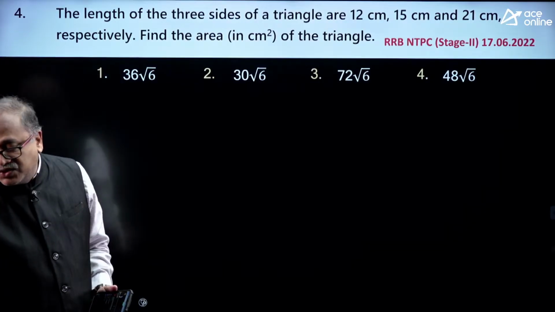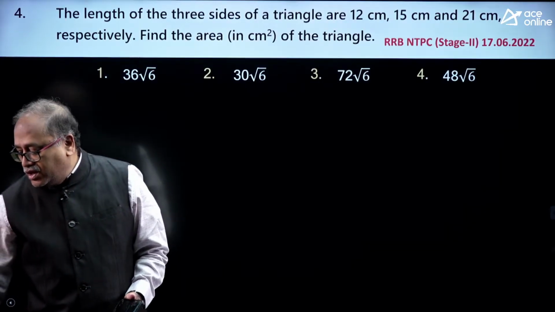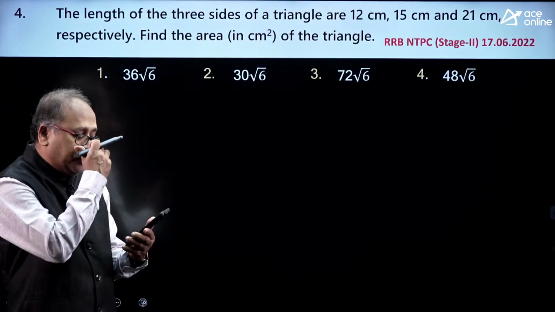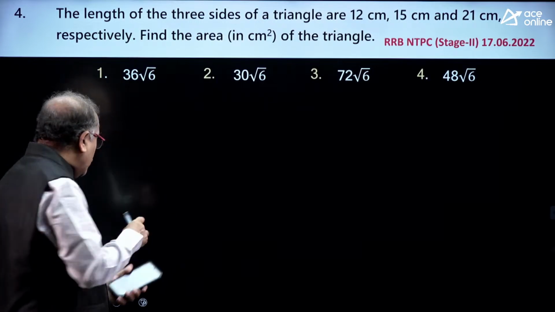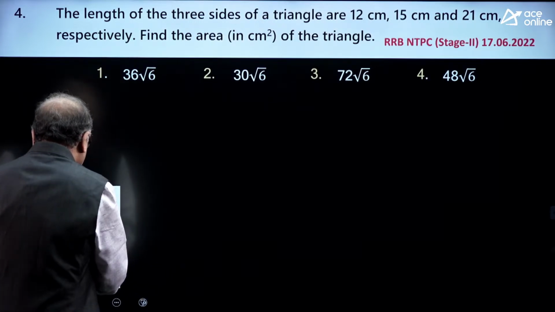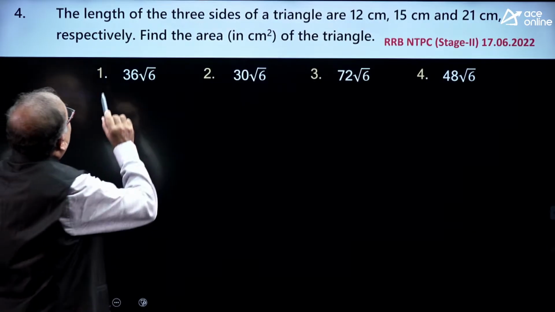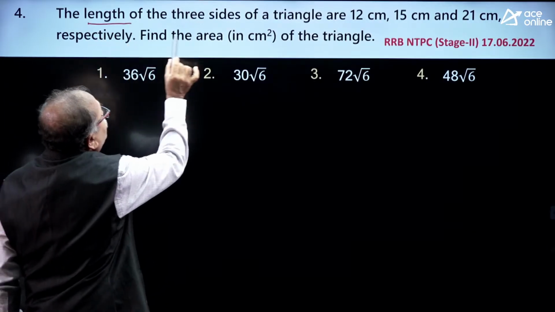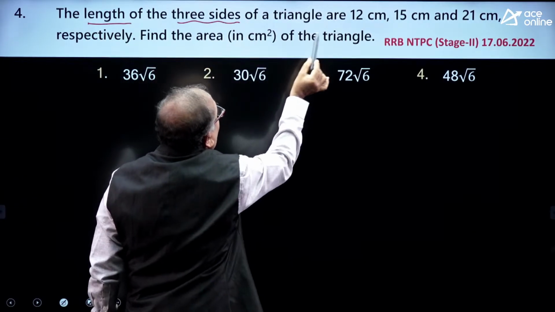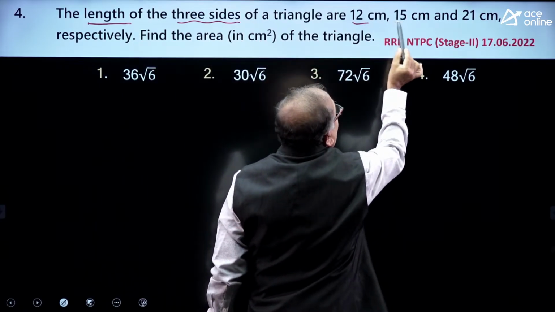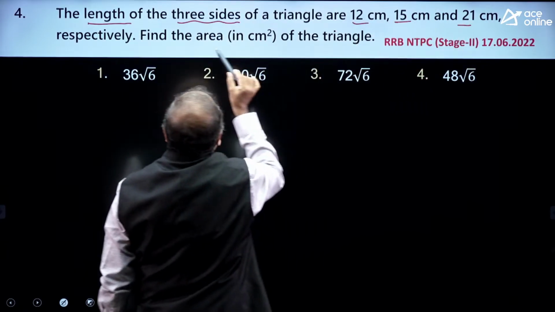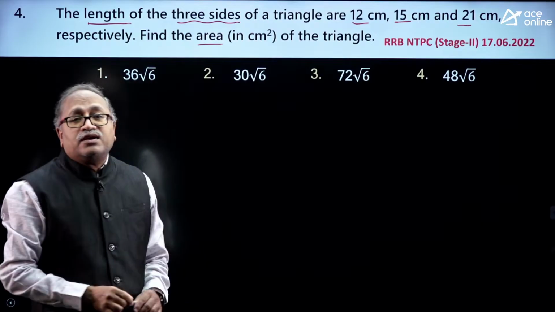Here is your next question. You are very accurate and I can notice that you came first time. Okay, answer the question. What is the question? Allow me to read it out. Now here the lengths of the 3 sides of a triangle are given to us: 12, 15 and 21, and you are asked to find out the area.